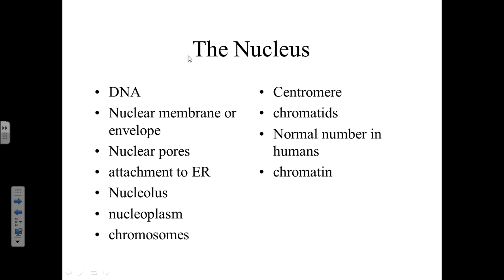Also, there's a little dark spot in the nucleus called the nucleolus. What gets made there? It's where the ribosomes get made. Nucleolus. They get made there. Oh, okay. Yep, that's one of the homework questions.